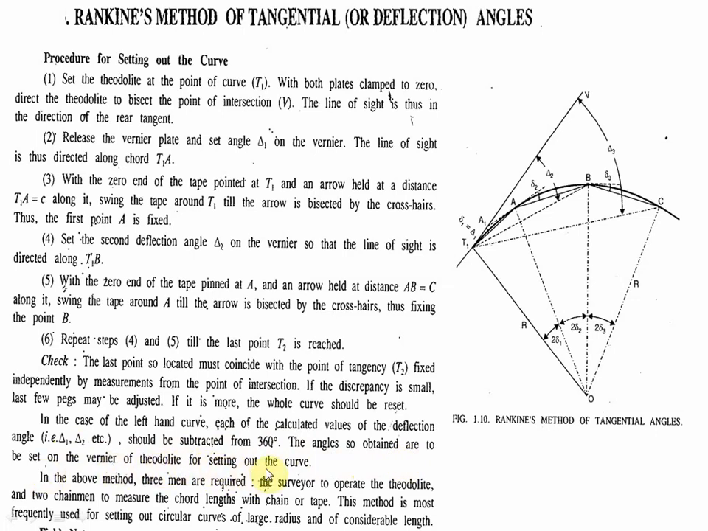Note here, in this method, 3 men are required: the surveyor to operate the theodolite, and 2 chain men to measure the chord lengths with the chain or tape. One should hold at point A and another should swing at point B to fix the point B. This method is most frequently used for setting out curves of large radius and considerable length, when it is difficult to do by chain or tape method. In the case of large radius, we go for Rankine's method. Clear?